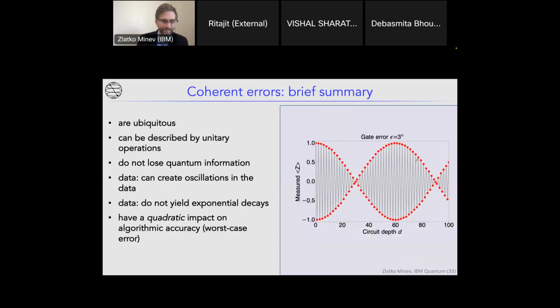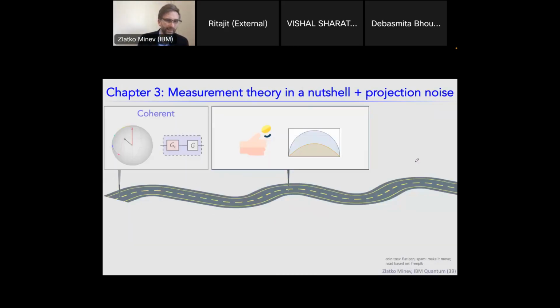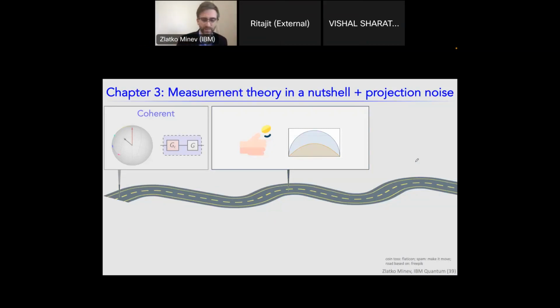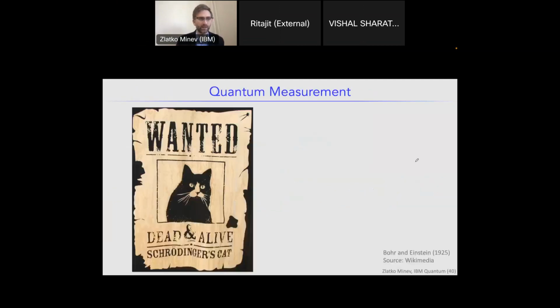Now, in the interest of time, I'll move ahead and give us a bit of an exposure to measurements. So we've covered the first class of errors, which are just due to miscalibrations and coherent errors, and given you a specific example. Now, in the next section, we're going to look at errors in the measurement and errors in our estimates due to the measurement itself.